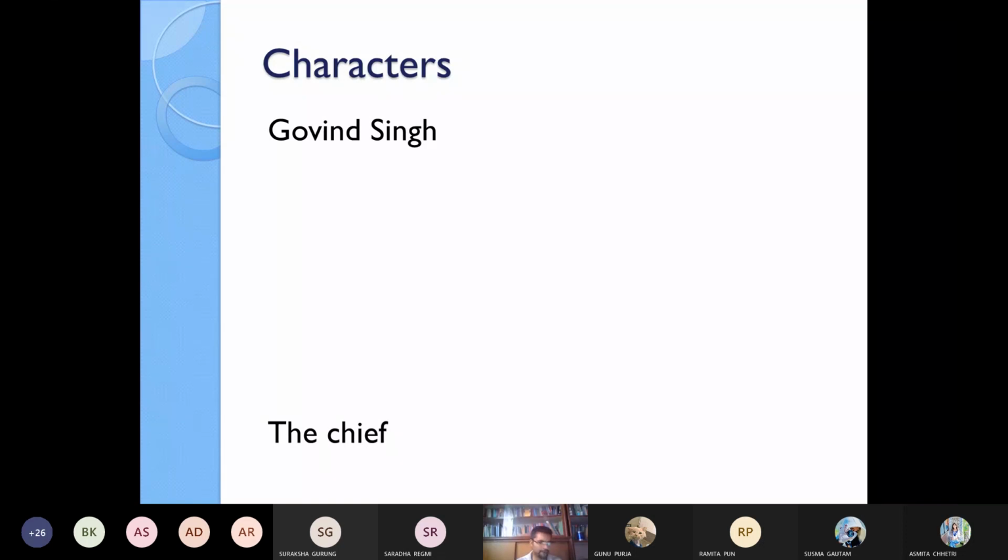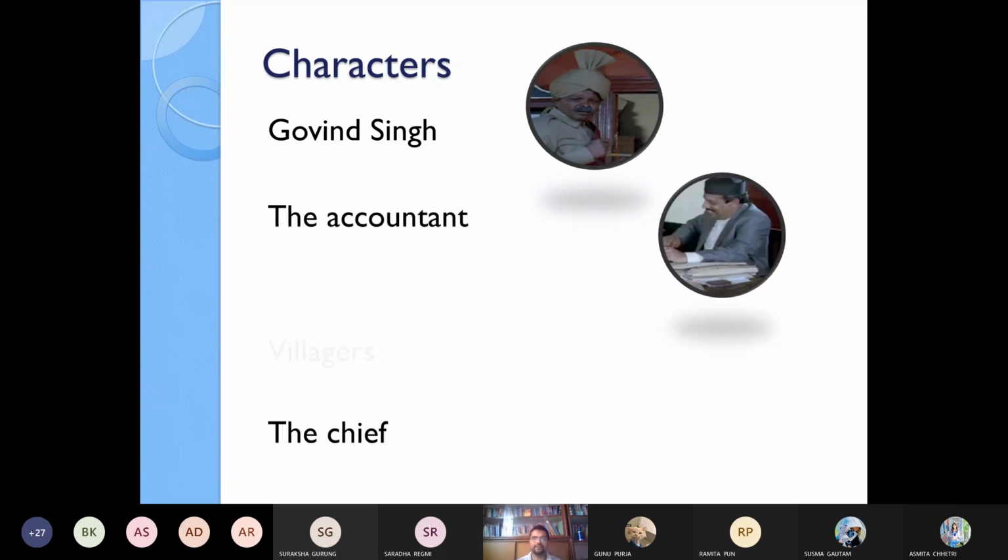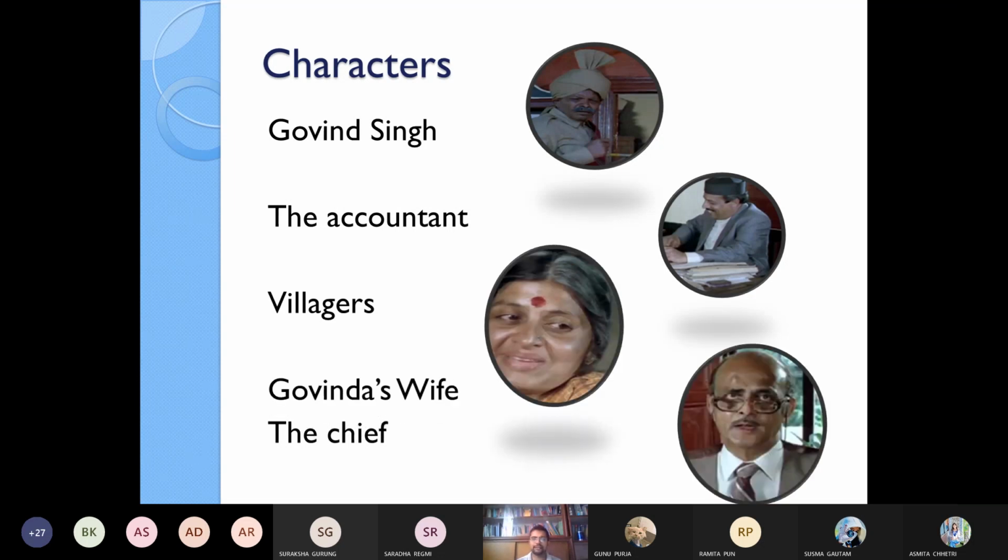Now, who is Govinda Singh? Why is Govinda Singh famous? We will come to the discussion. He's a very honest man who dedicated his life to being the gateman. That's why the title has the word gateman. And what gift he has made is also a major discussion in this section. Next is the accountant. Next, the villagers, Govinda's wife, and the chef are the major characters in the story.